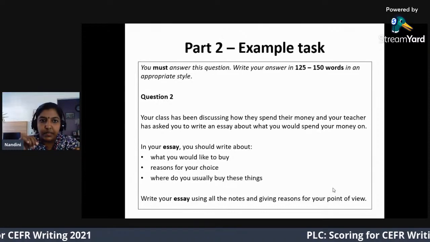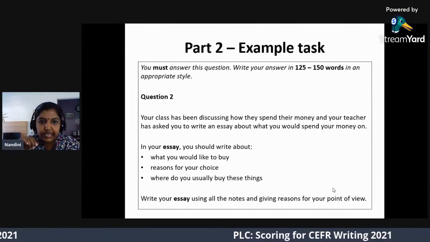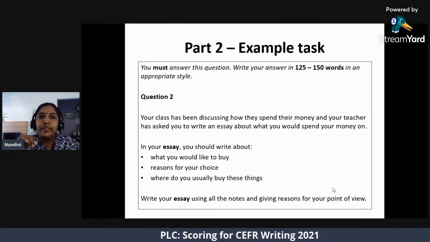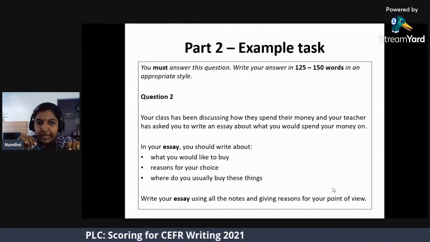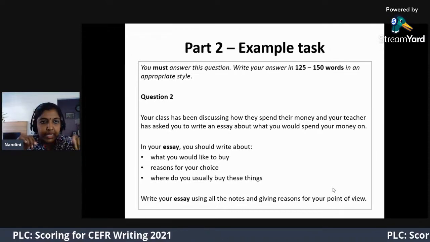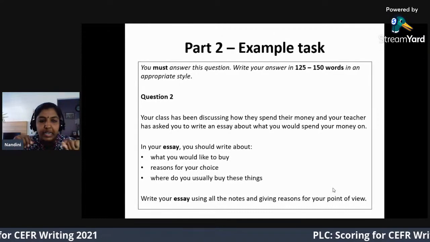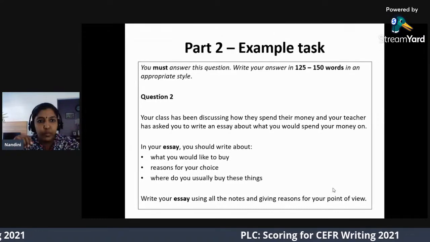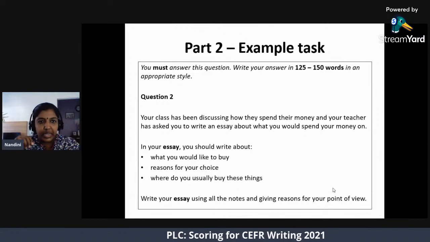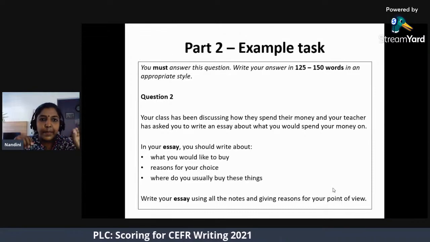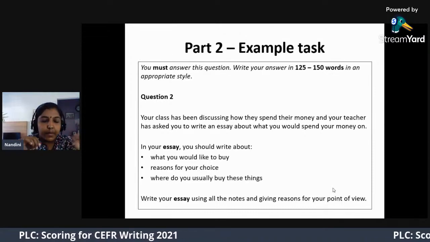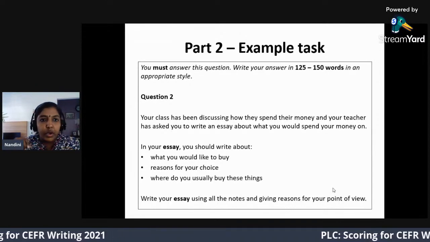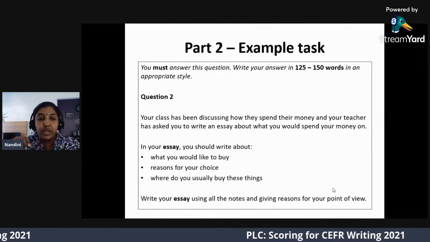And we as teachers are to encourage them to use it as a checklist when they write their paragraphs. If they have answered the first point, put a tick. If the second one has been answered, another tick. Okay, let me go through that. In your essay you should write about, the 3 points given, what you would like to buy.